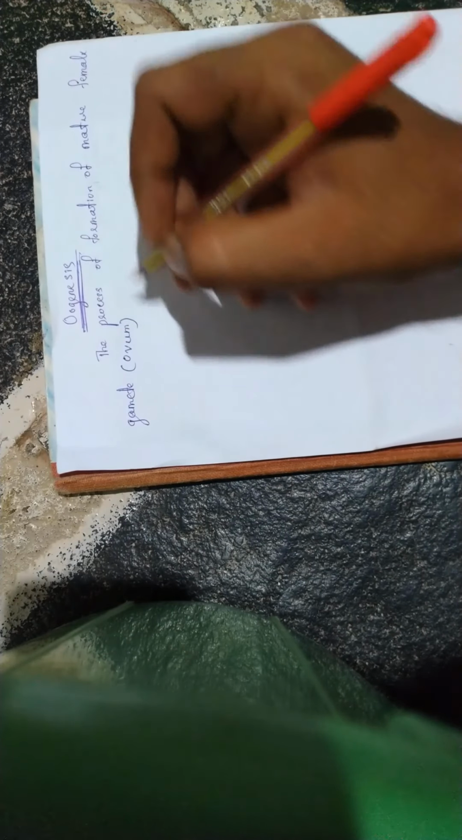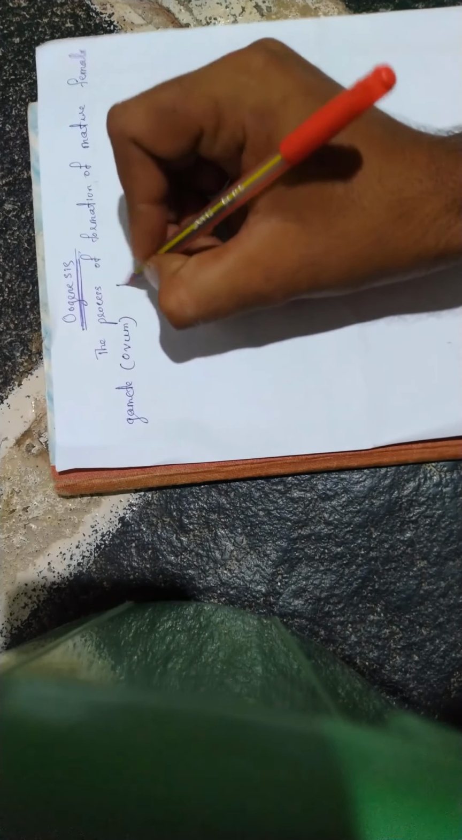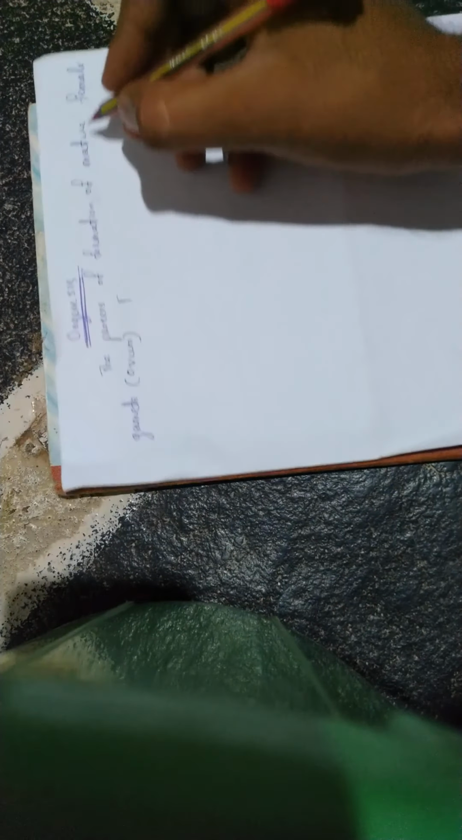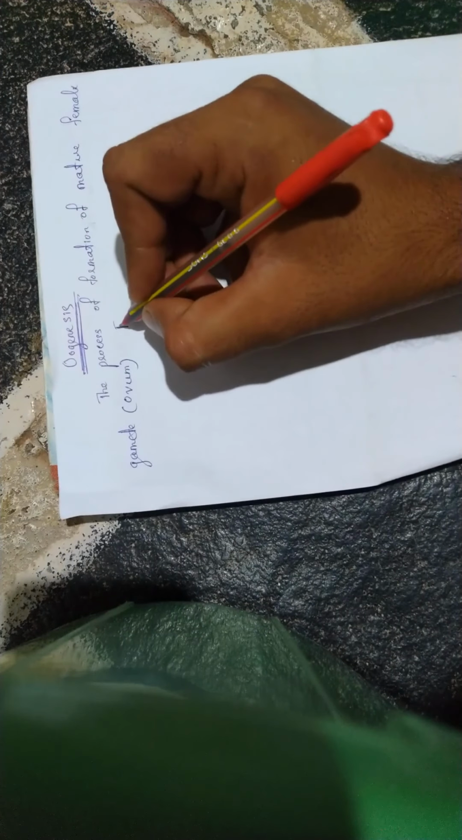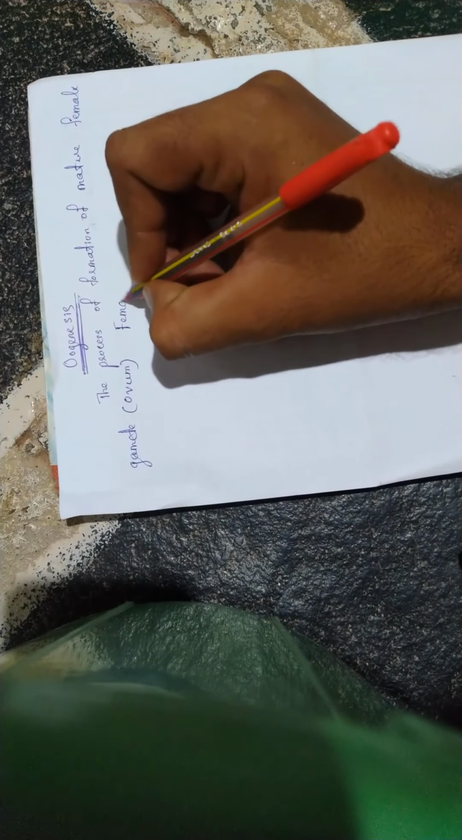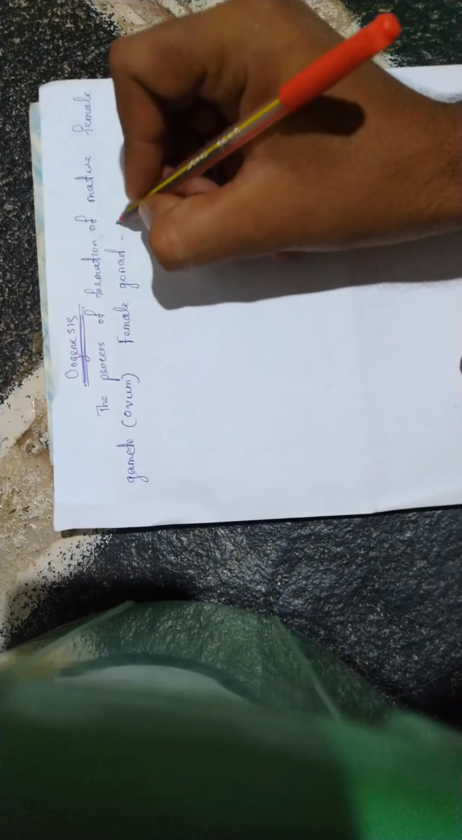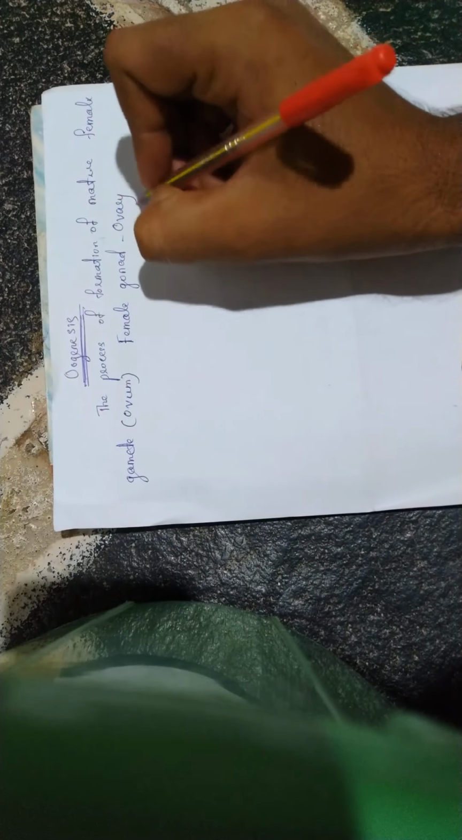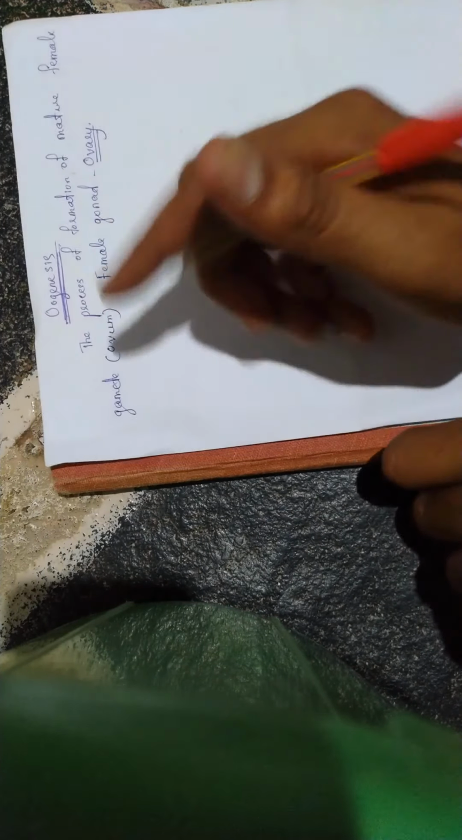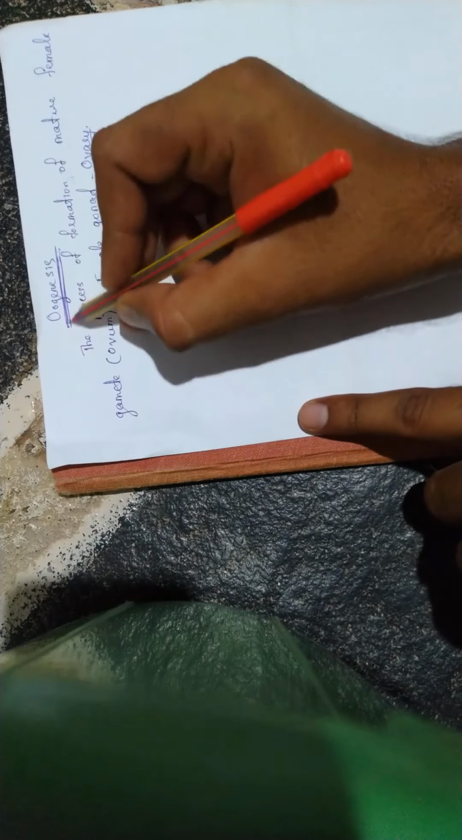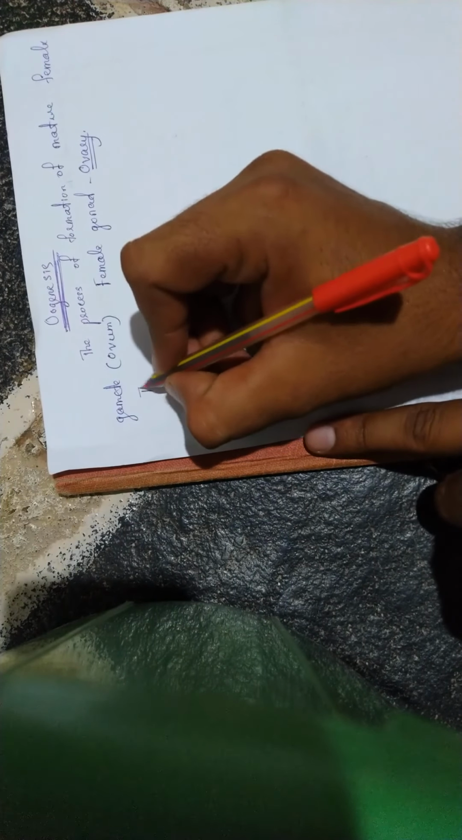This process, oogenesis, occurs in the female gonad. Which is the female gonad? That is the ovary. Female gonad, ovary. As in spermatogenesis, oogenesis also consists of 3 phases.